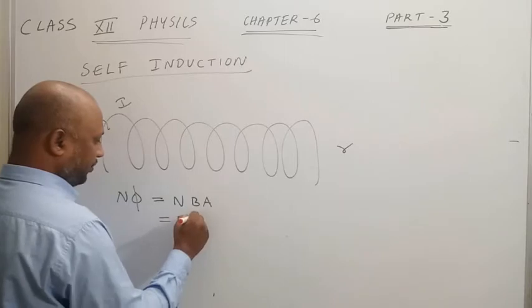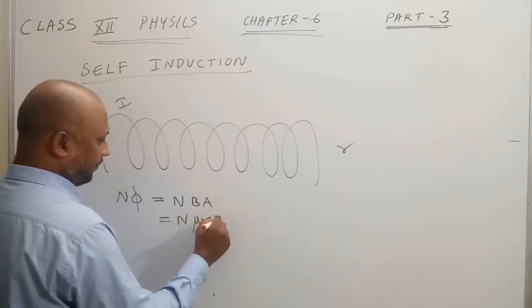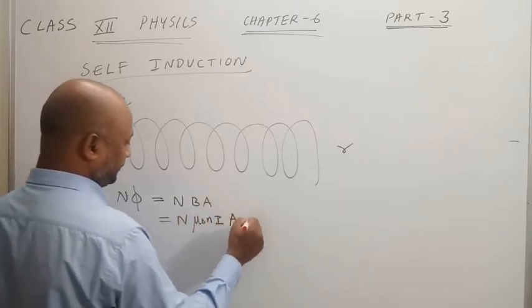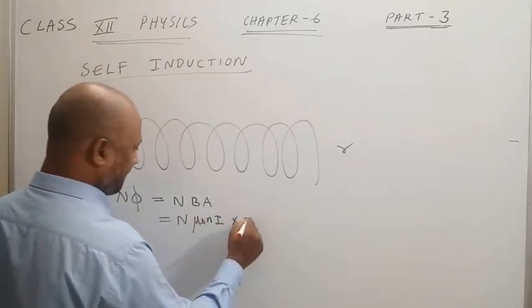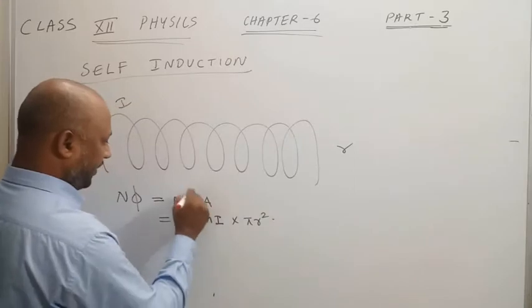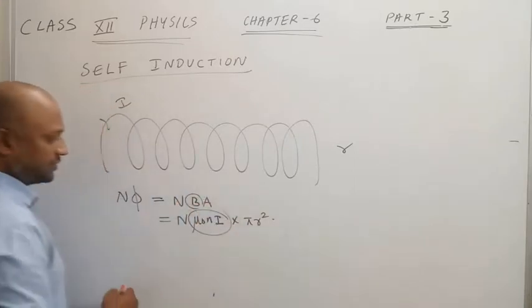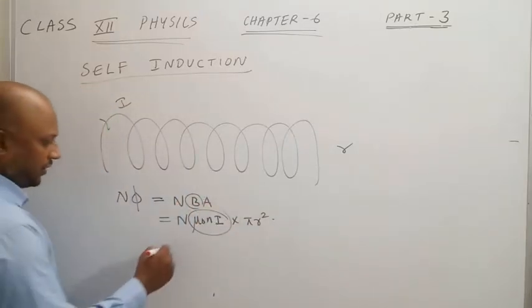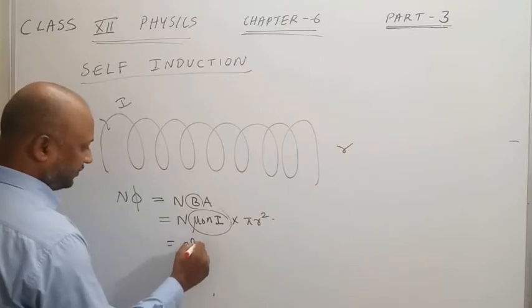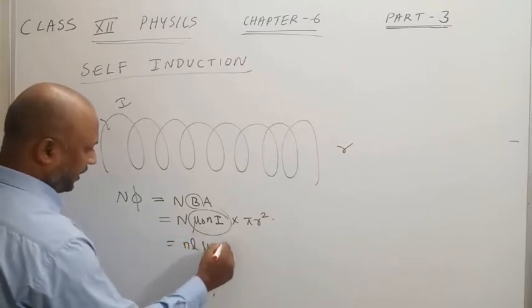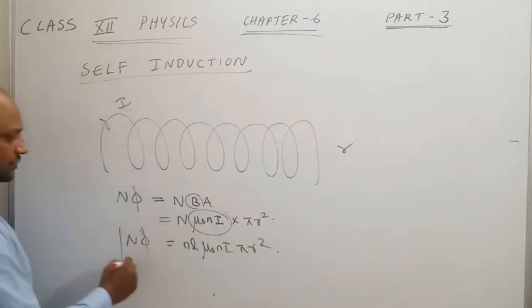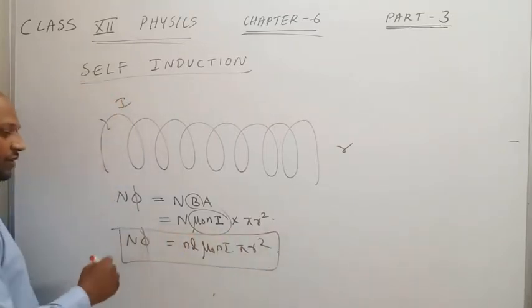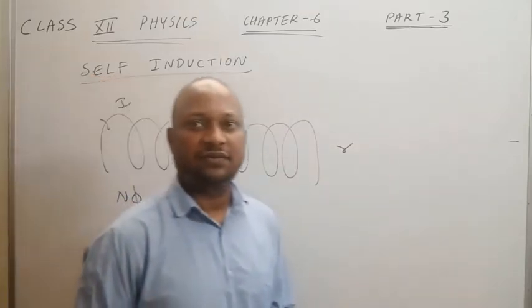So B is mu naught N i, and the area you can write as pi r square. So B is mu naught N i and the area is pi r square. And instead of N you can write N into L, so N phi is mu naught N i pi r square. So this is the flux through the conductor itself.